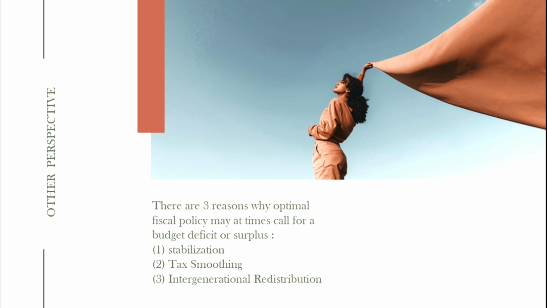Number two is tax smoothing. A budget deficit or surplus can be used to reduce the distortion of incentives caused by the tax system. As we knew before, high tax rates impose a cost on society by discouraging economic activity. A tax on labor earnings, for instance, reduces the incentive that people have to work long hours.